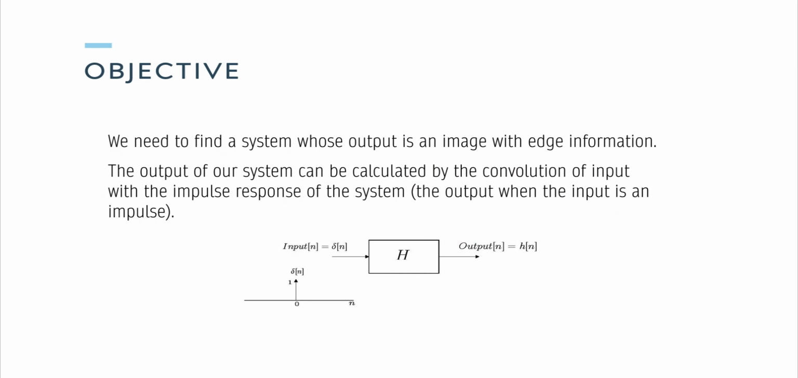So the objective of this presentation will be to find the system which, when given an image as an input, will give an output image with the edge information. The output of an image can be calculated by convolution of the input image with the impulse response of the system, which is nothing but the output of the system when the given input is an impulse.